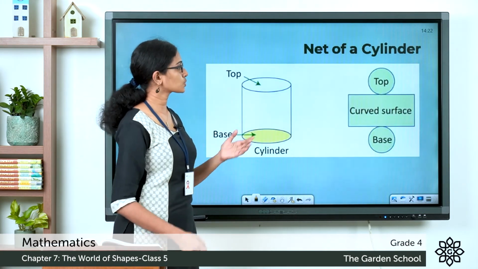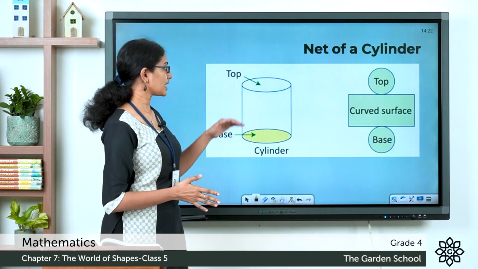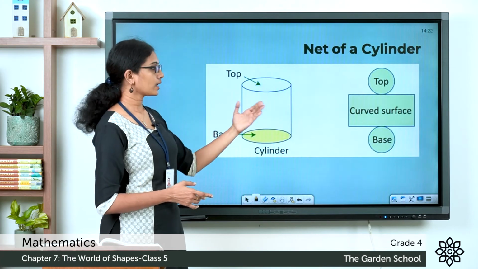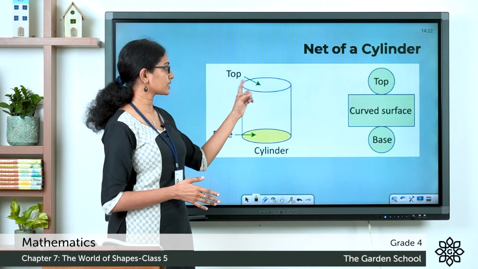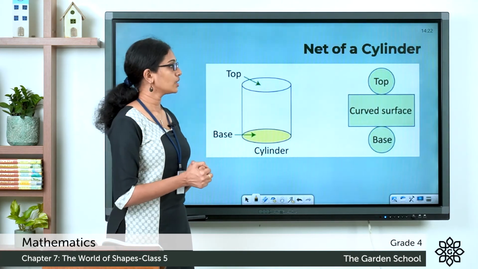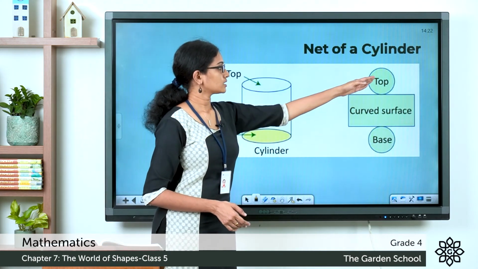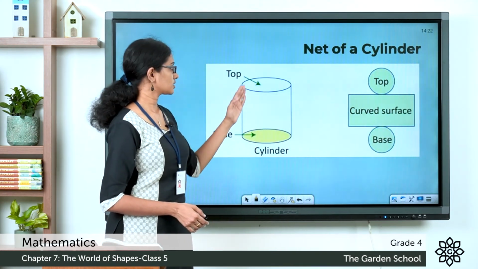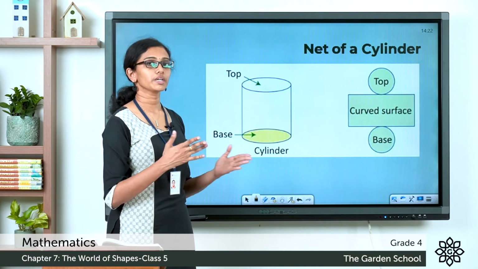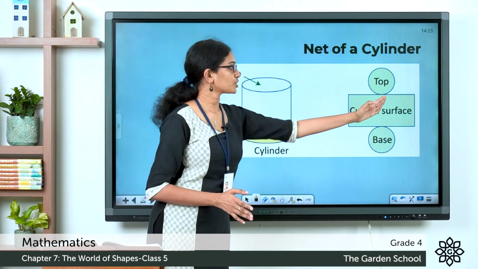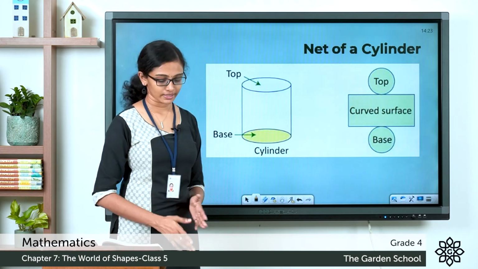Now let's see the next one. Here you have the net of a cylinder. So we know the cylinder has got 2 flat faces and 1 curved face. What if you cut the curved face along the length, and separate the flat faces from the curved face? You get a pattern or net like this. See, the top and the base, and the curved face. When it is cut open, when it is unfolded, you will get what shape? The curved face is changed to a rectangle. Hope you are clear with this.